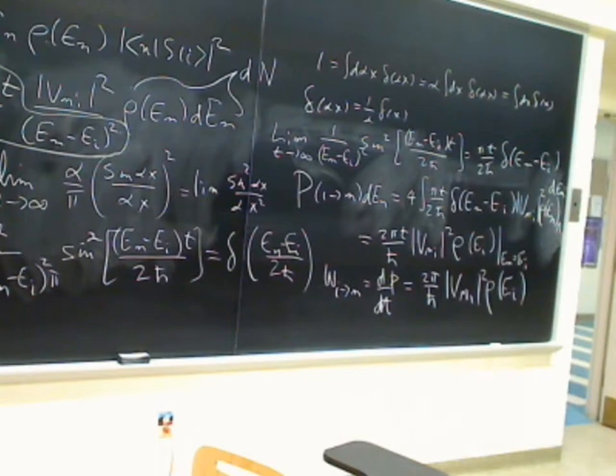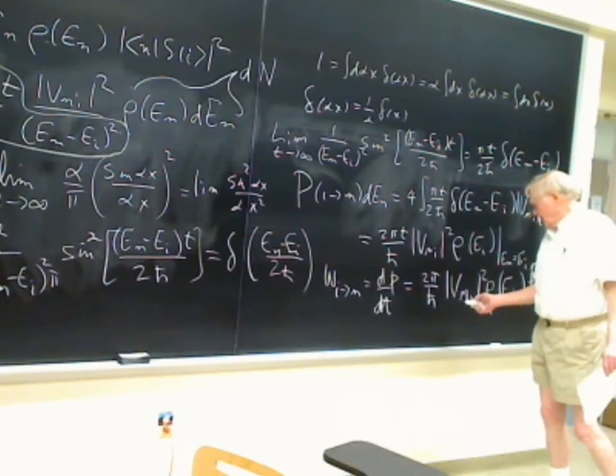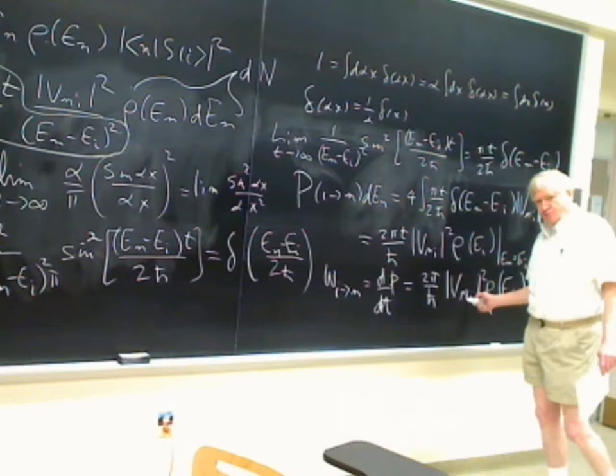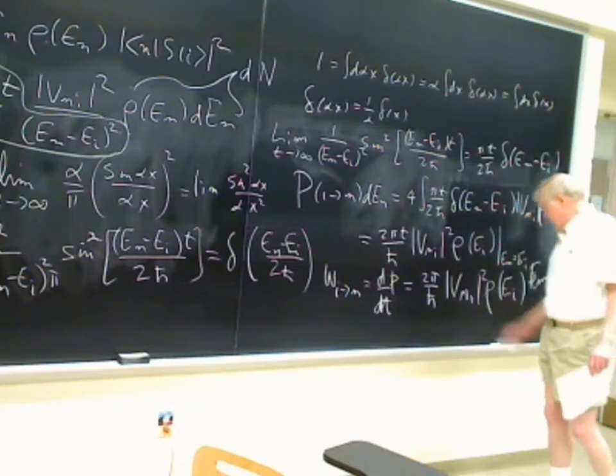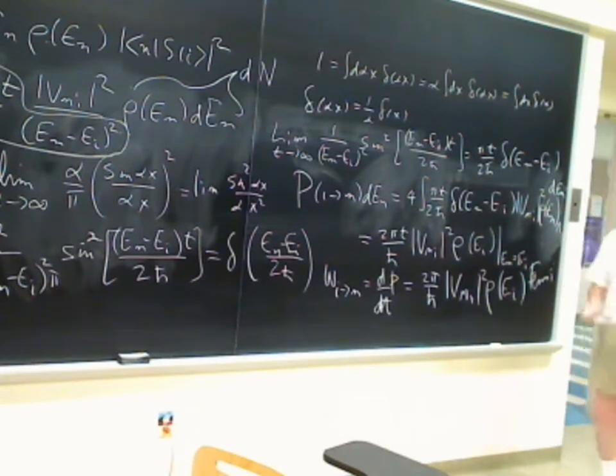So that's Fermi's golden rule. I have a story about Fermi that I'll tell you. So this is Fermi's golden rule. So let's remember what the golden rule is. This is, again, first order time-dependent perturbation theory. 2 pi over h bar, the matrix element of the potential between the initial and final state times the density of final states. That's the rate, the interaction rate, the transition rate.